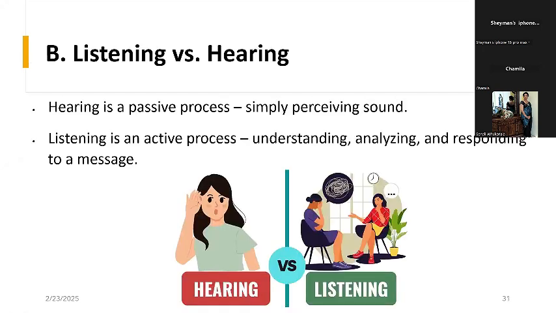Okay. So it's very important to have a clear idea about hearing and listening. Hearing is passive. It's not active. You just hear it. You do not involve your brain to understand or analyze the facts of what the other person says. You can just hear it, or if you want, you can ignore it, right? But listening is a very active process. Why is that? Because it involves your understanding and analyzing, those things which happen in your brain, right? And also you respond to that message.